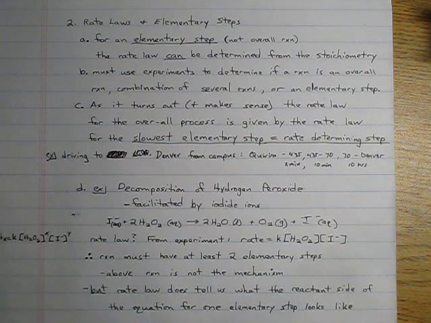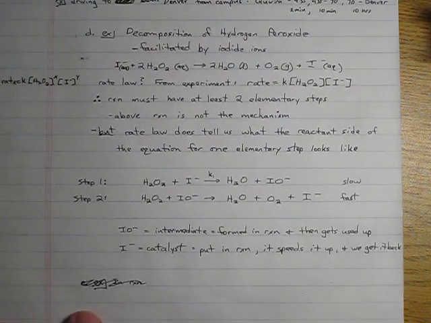So it is really just the slow step, the slowest elementary step, that determines the speed of the overall reaction. And because of that, the rate law of the slowest elementary step is the same as the rate law of the overall reaction. Okay, let's look at an example here.